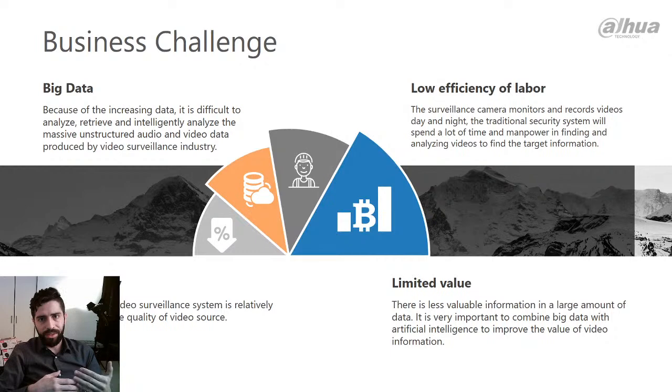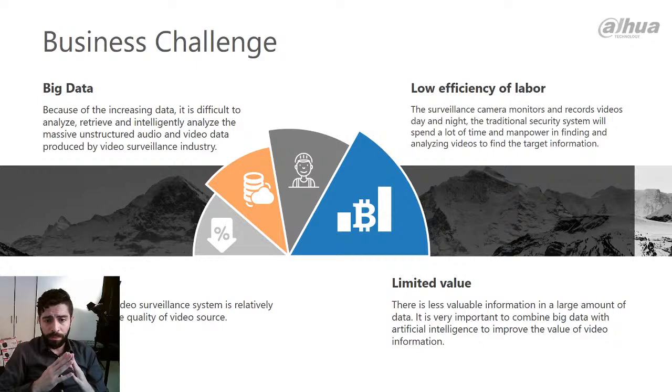For the low efficiency of labor, the surveillance camera monitors and records video day and night. The traditional security system will spend a lot of time and manpower finding and analyzing video to find the target information. This is the same issue as with the big data, but for the labor, okay, it will take too much time from them. Also, we have the issue of low accuracy. The accuracy of the video surveillance system is relatively low because of the quality of the video source. Okay, so we are talking about the old system. For the limited value, there is less valuable information in a large amount of data.